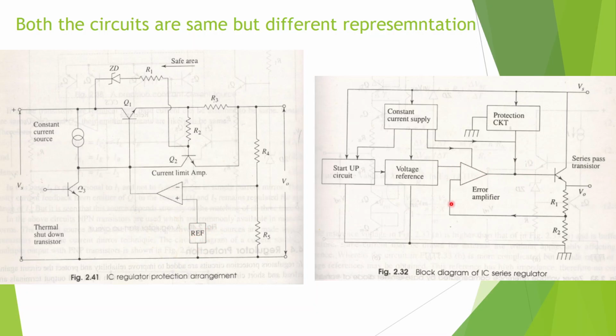This is the reference voltage, which is shown here. The constant current source is shown here. The protection circuit is just shown in one block in the block diagram, but it is elaborated here in terms of Q2, R2, R3, R1, the Zener diode and Q3. These all 3 protection circuits are just shown in one block over here. The startup circuit is not shown here. So in a way both the circuits are the same, but we have drawn them in different ways depending on what we want to emphasize and what we want to explain.